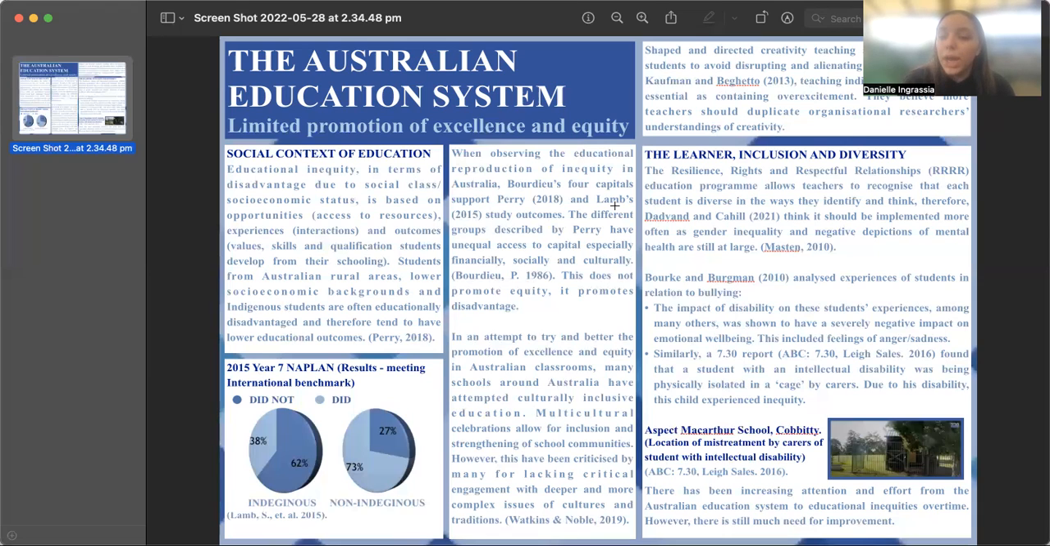In an attempt to better promote excellence and equity in Australian classrooms, many schools around Australia have attempted culturally inclusive education. Multicultural Day is a celebratory day in which participating Australian schools recognise and celebrate the many different cultures that can be found in Australia. In the 2019 study done by Watkins and Noble, a multicultural day for kindergarten to year 2 students was observed.